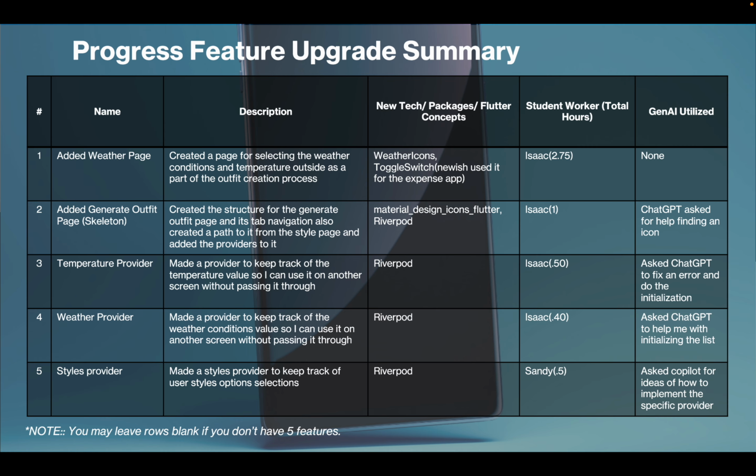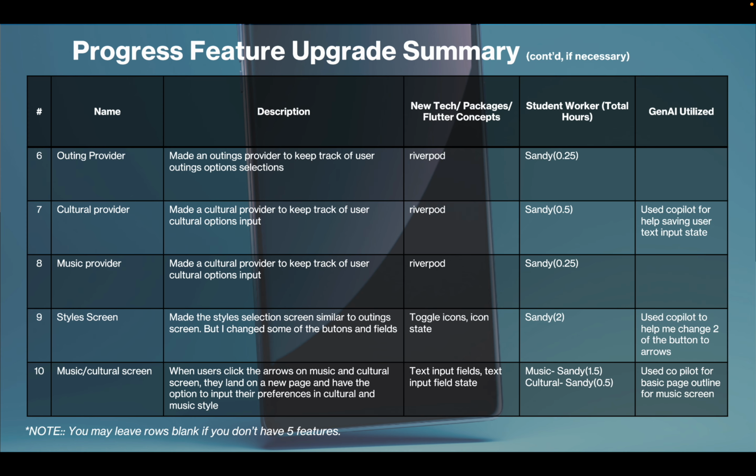Okay, yeah, so I added a styles provider for the styles page as well. Then I did an outing provider for the outing page that was made in update 2. The style screen was made for the update 2 video, and then I also have a music and a cultural screen that we made for the update 2 video, and I made providers for the cultural and the music provider as well. Lots more screens, lots of providers. Let's get into the app.